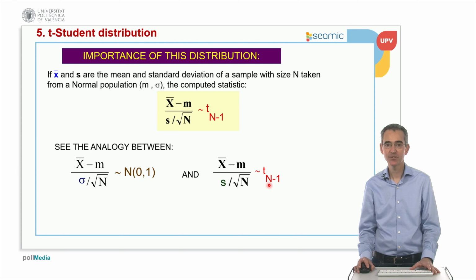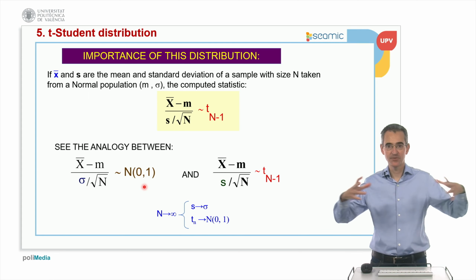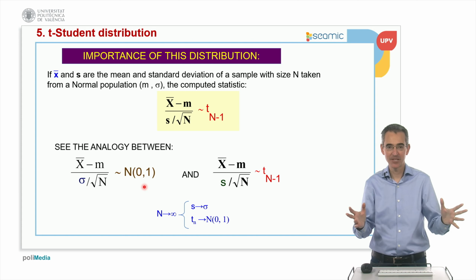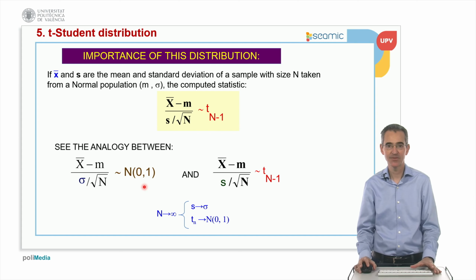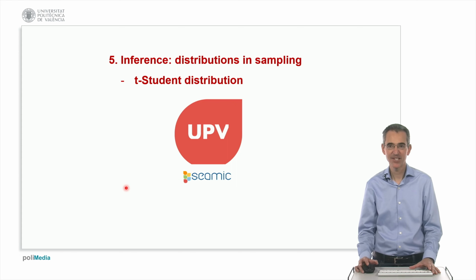So what happens if the number of degrees of freedom is high? Well, if the number is high, then S tends to sigma, which makes a lot of sense. If the sample size is very big, it's nearly like the size of the population, so the standard deviation of that sample will tend to the standard deviation of the population. And then in that case, as I have explained, the student t-distribution tends to the standard normal. So this formula tends to that formula when n is big. And here I finish this video about the student t-distribution.